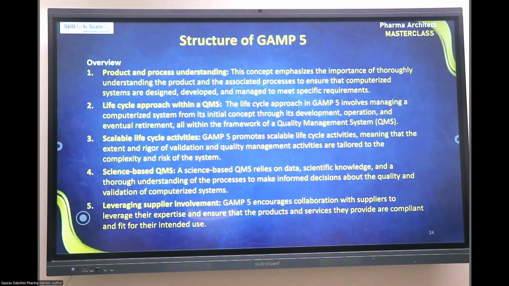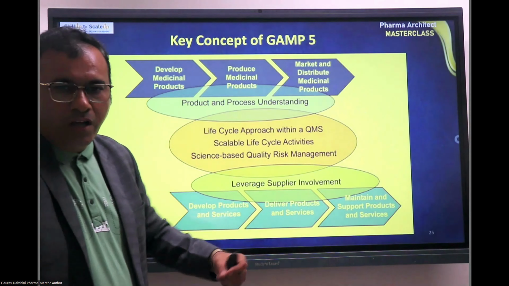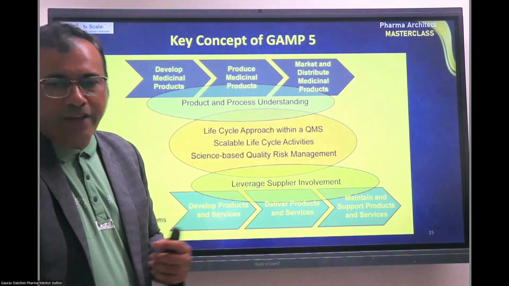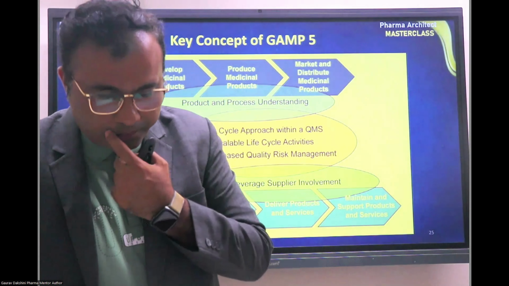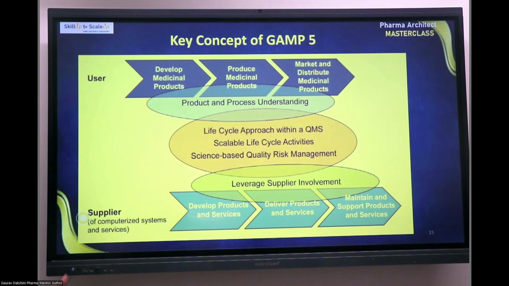Yeah, this is again the same thing. Yeah, this is very, very important. What are the key concepts of GAMP 5 that you want to understand? This is also again taken directly from GAMP 5.